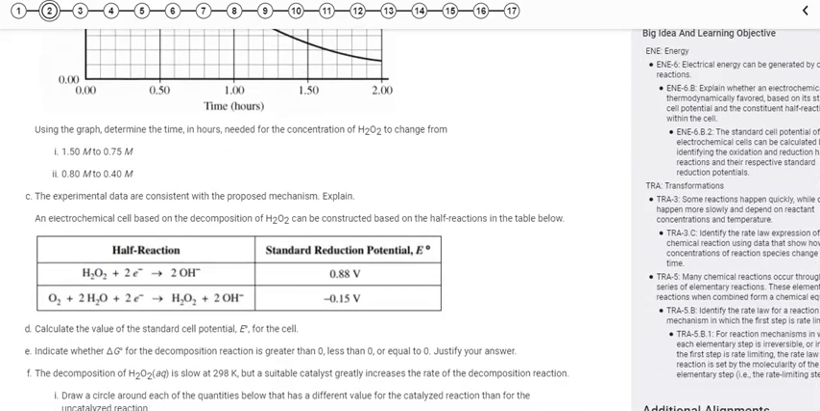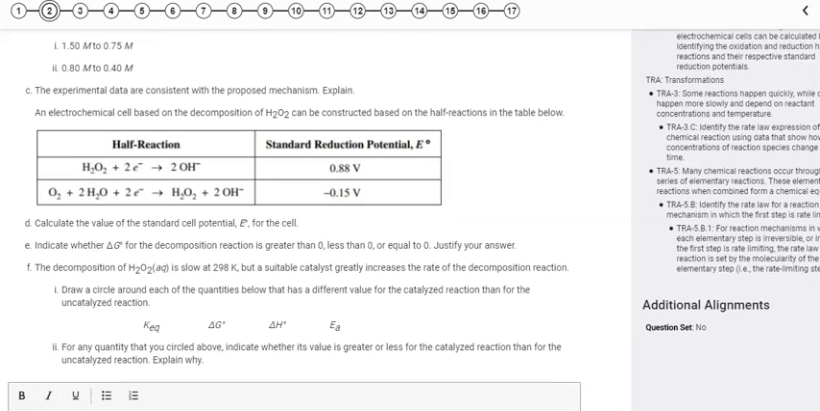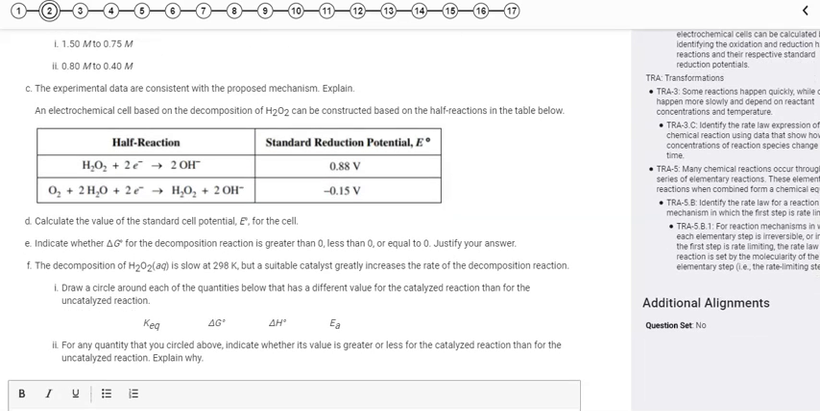Okay, C is an electrochemistry question. We didn't cover electrochemistry, so I'm going to skip that. I'm going to skip D, E. Those deal with things we didn't cover. There's not a lot we didn't cover, but those are a couple of things we didn't.